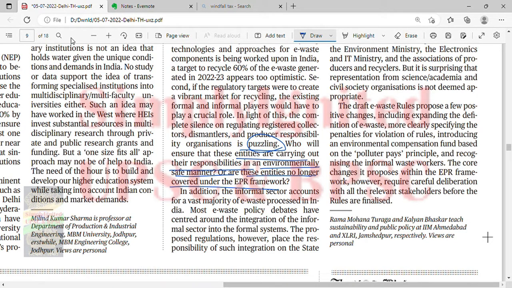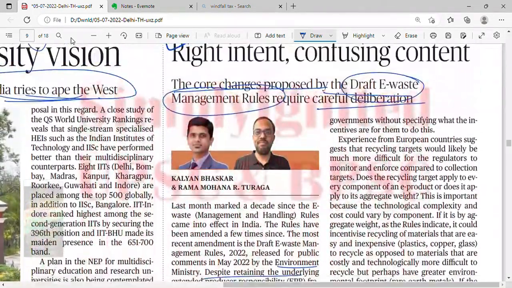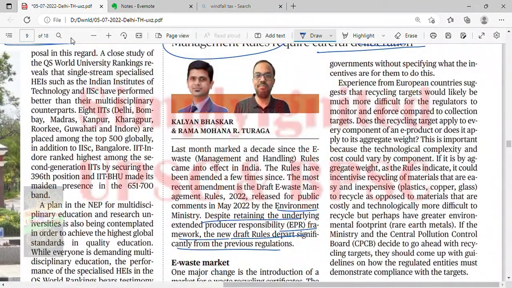In addition, the informal sector accounts for a vast majority of e-waste produced in India. Most e-waste policy debates have centered around the integration of the informal sector into the formal sector. So this is one of the most important points in e-waste. It must come in examination when you write an answer. The proposed regulation, however, places the responsibility of such integration on state governments without specifying what incentives are there for them to do this.